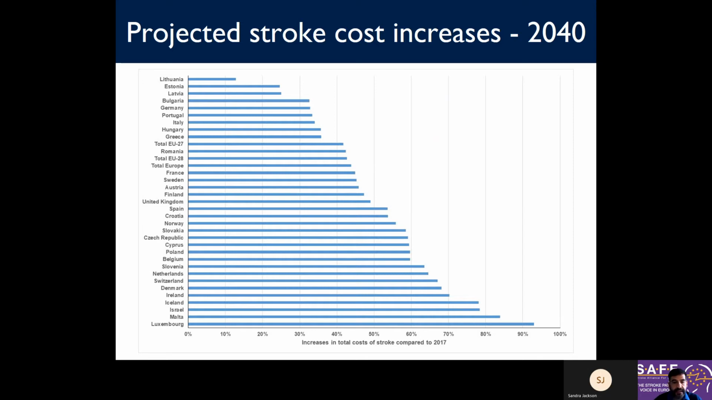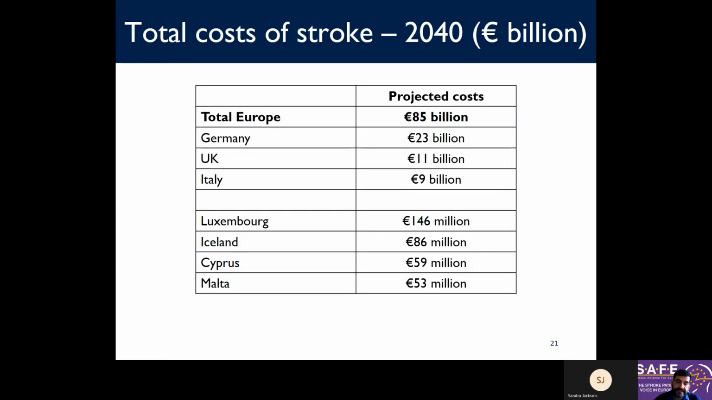And again, you can see a considerable rise in stroke costs across all European countries. Again, with Luxembourg, the country forecasted to have greater increases in the elderly, having the greatest increases in stroke costs. And this again varies by country. So overall in Europe, it will be 85 billion costs, going from 23 billion in Germany to 53 million in Malta, the smallest country by population in Europe.